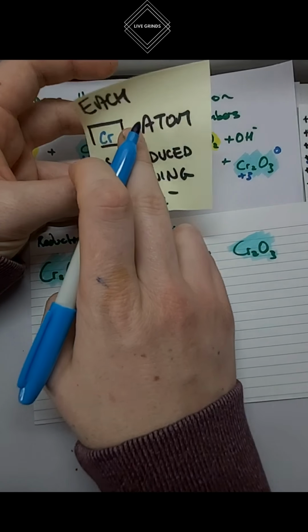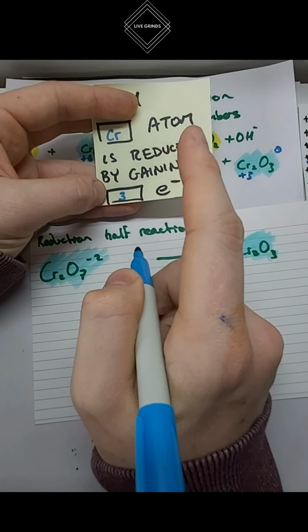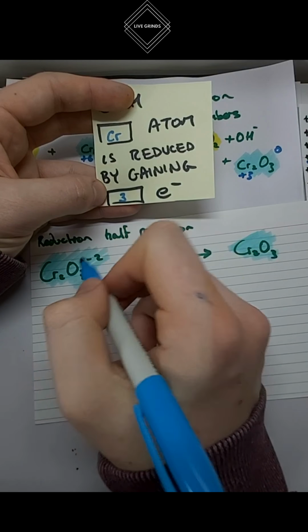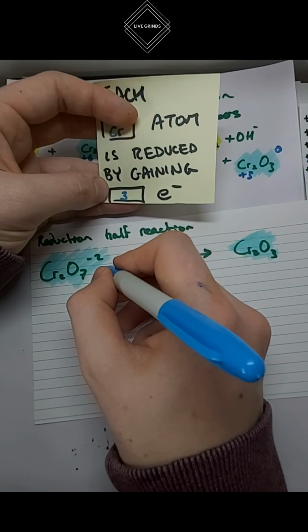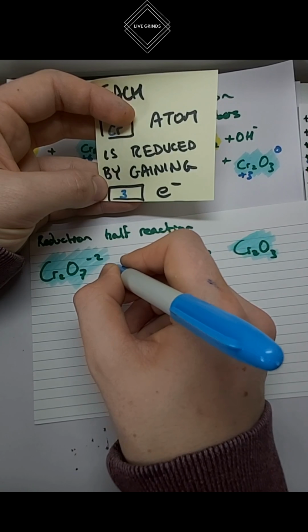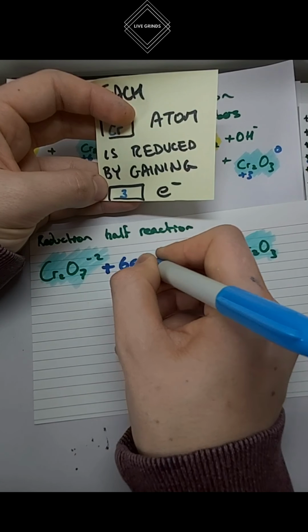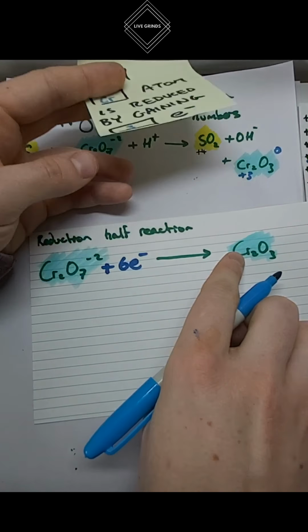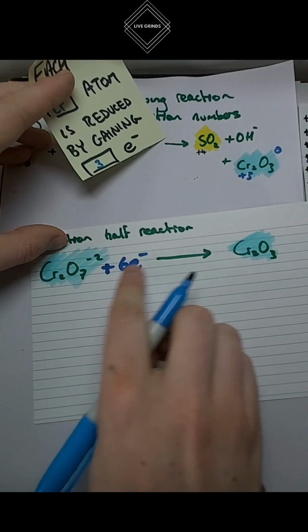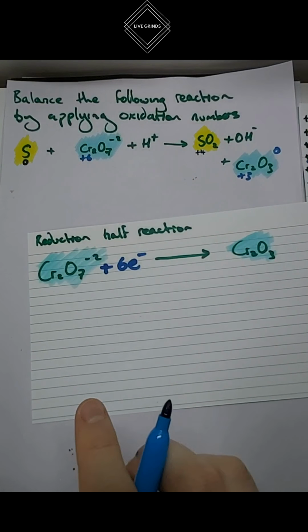So if each chromium atom produces 3 electrons, well, double that, which is going to be here, we're going to produce double the amount of electrons. So we would need 6 electrons to go from this to this, right? That's what's needed. So that's the first part.